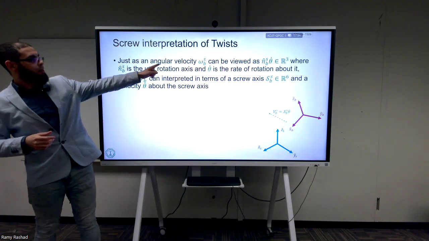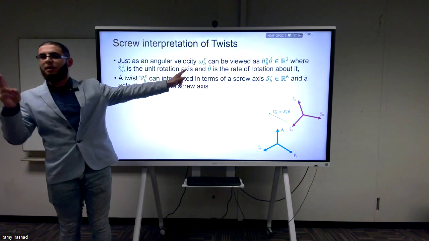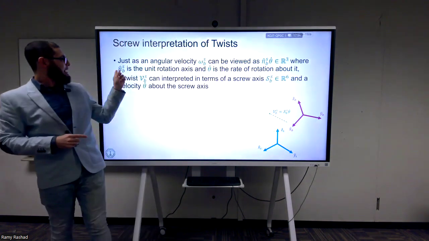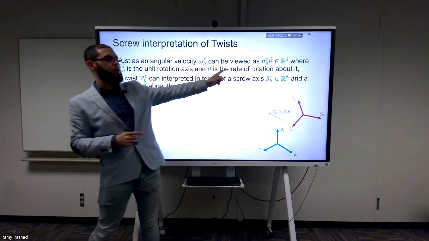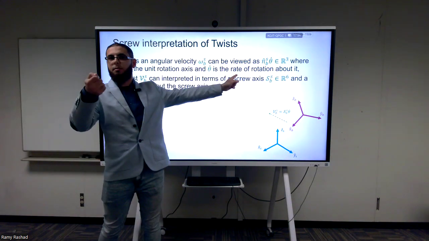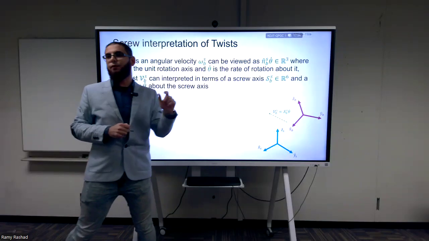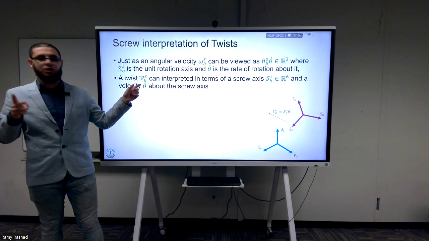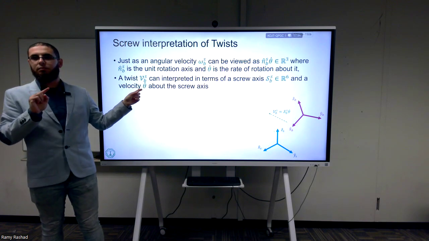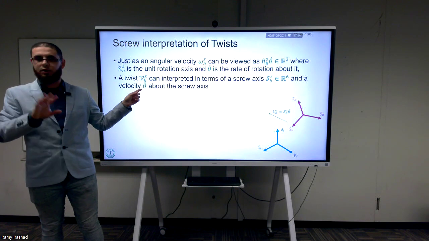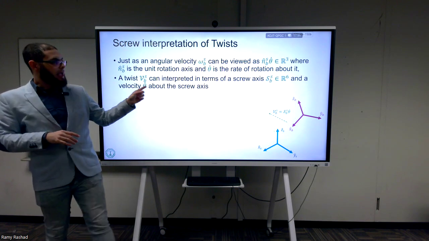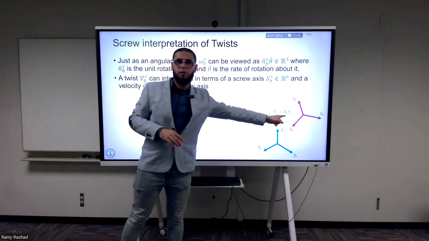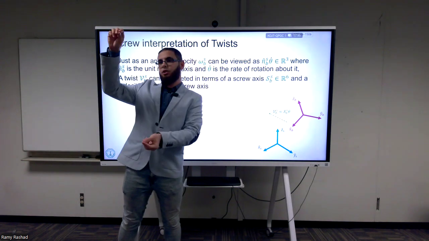Just like when we represented the angular velocity as the multiplication of n hat and theta dot, where n hat is a unit rotation axis and theta dot is a rotation rate, some angular velocity around it, we can do the same for the twist. We can represent the twist as the multiplication of some velocity, not angular velocity in general, theta dot, and some screw axis, which is an R6. Multiply these two together, and you get the 6-dimensional twist.